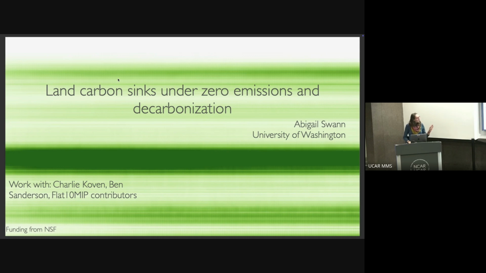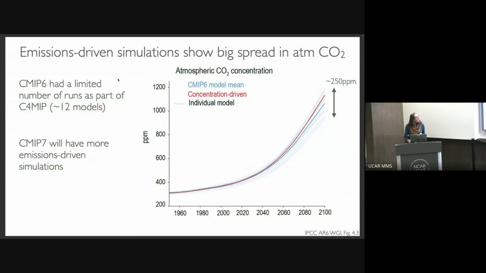Okay, and this is a preview of what we're going to see for land carbon uptake. So I wanted to start by pointing out that emissions-driven simulations show a spread in atmospheric CO2. This is looking across models in CMIP6. There is a limited number of models that did these simulations, about 12 for CMIP6. This is showing the CO2 concentration in the atmosphere under RCP 8.5. And there's a spread of about 250 parts per million in the atmosphere across different models.